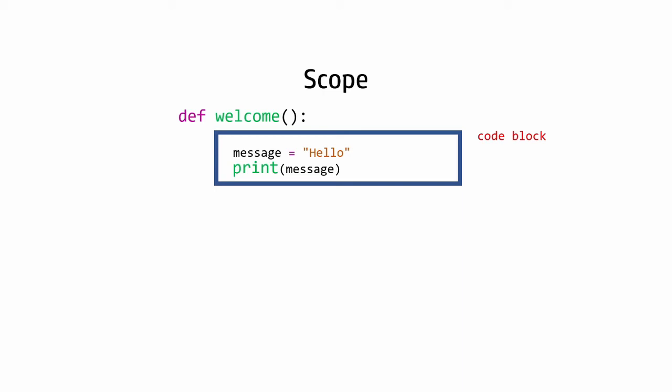Some other languages are very, very explicit in the way they define a code block. They use brackets. But in Python, we're using the colon and indentation to define the block. That's something you'd see in other programming languages, but here, Python keeps it nice and clean. So let's go over to Visual Studio and do some examples with scope.